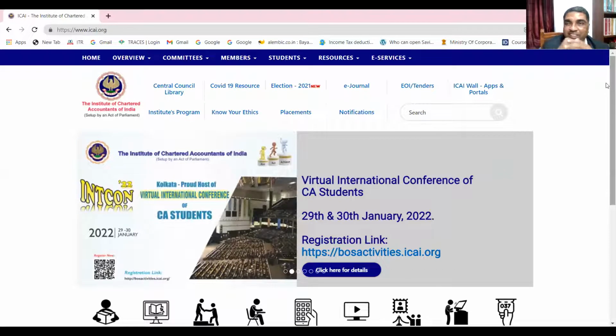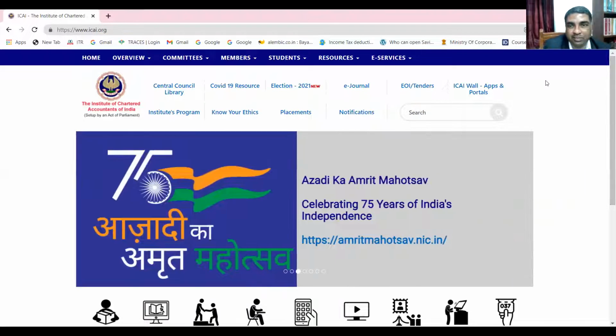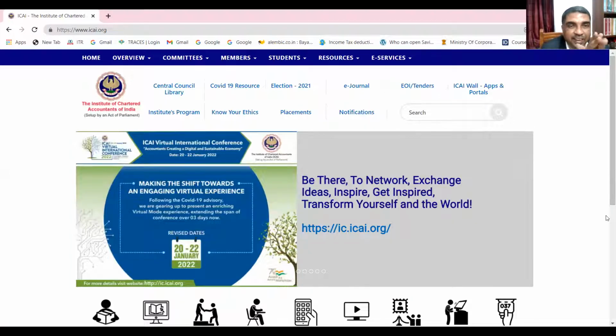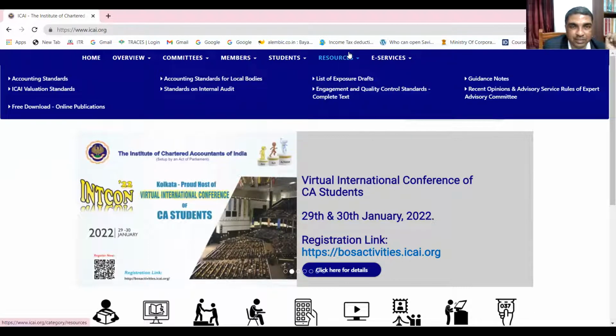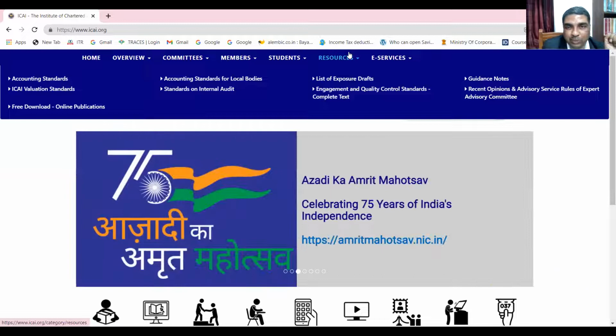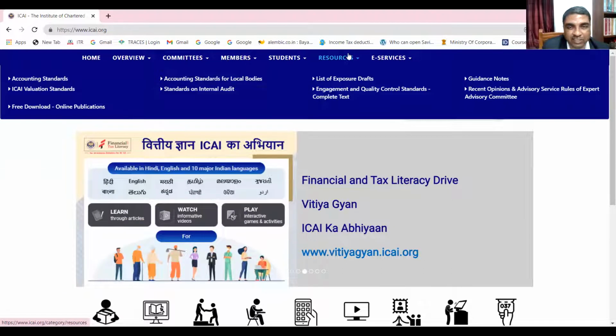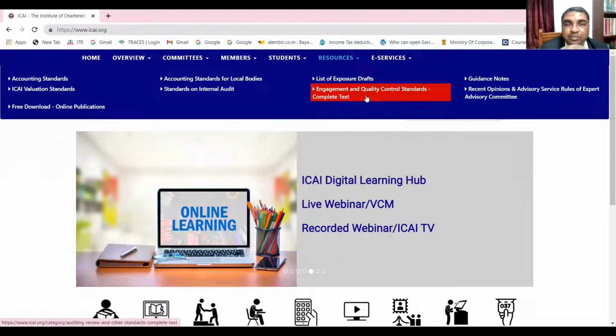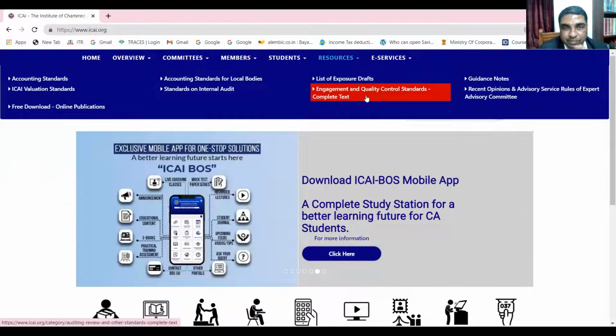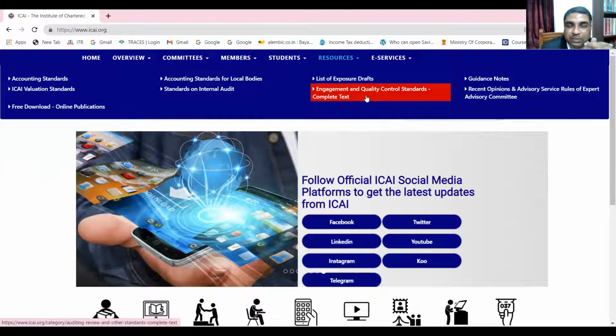Let us say Indian auditing standards. This is the homepage of the Institute of Chartered Accountants of India. Various resources are available, and now we are going to these resources. Under resources, different kinds of standards are there, accounting standards, valuation standards, all these things. But we are interested in this one. What is written here? Sir, engagement and quality control standards, complete text. Engagement and quality control standards, which include the auditing standards.